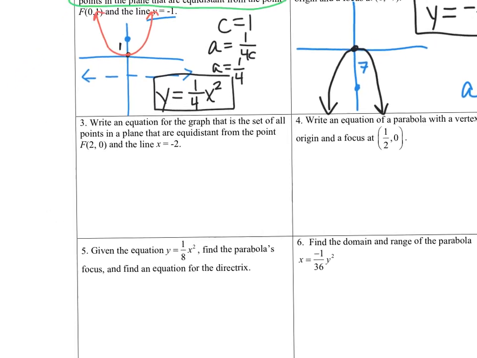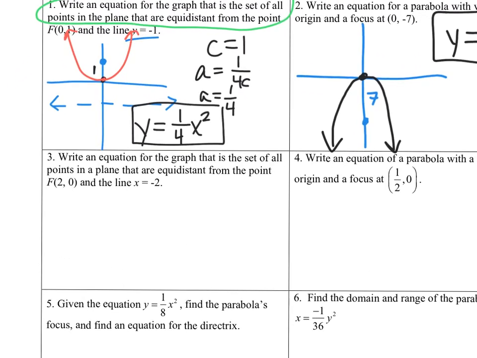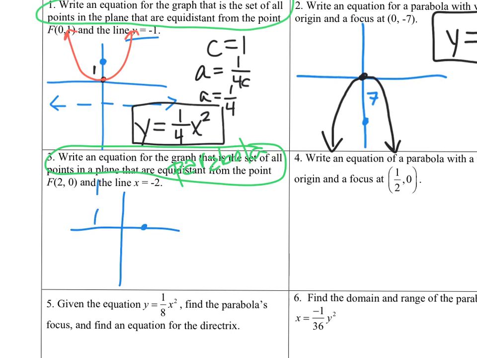Okay, number 3, write an equation for the graph that is a set of all points on a plane that are equidistant. So this just means write an equation for the parabola, because that's the definition of a parabola. So again, I'm going to draw a sketch. My focus is at (2, 0), and my directrix is at x equals -2. So that tells me that my parabola needs to be opening this way.